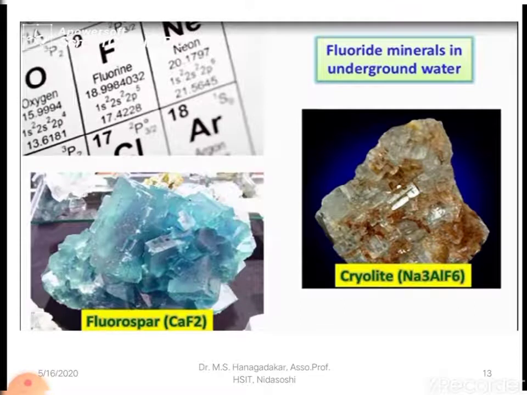So where do we get fluoride in nature? As you know, fluoride is symbolically represented as F. Fluoride is found in the form of two minerals under the ground. One is fluorspar, that is CaF2. Another one is cryolite, that is Na3AlF6. So this is about the fluoride present in some important minerals from the earth's crust.